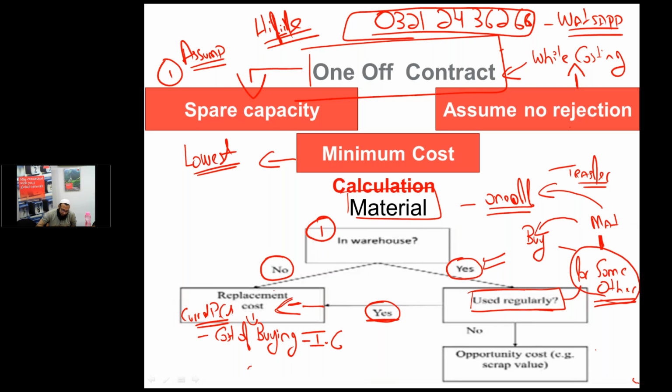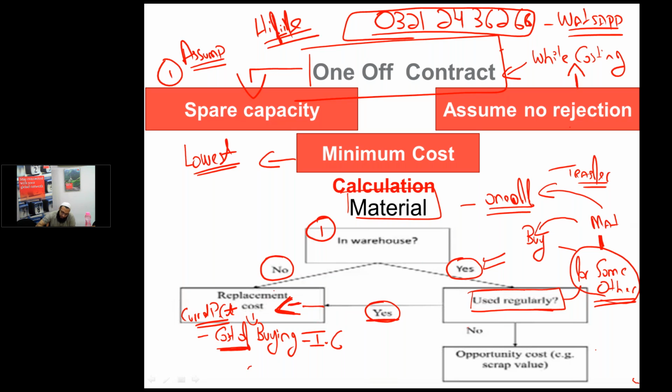So the case is very simple. If material is regularly used for some other work, then you will give that material to the one-off contract and you will buy the material for that other work. Whatever the cost is, that is the current purchase cost, which is known as replacement cost, which is the cost of buying, will be charged to the one-off contract, and that is known as incremental.